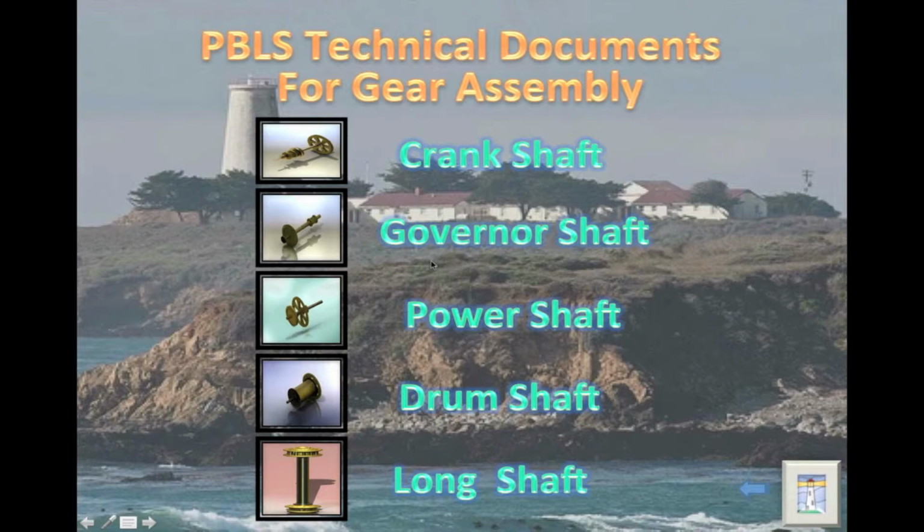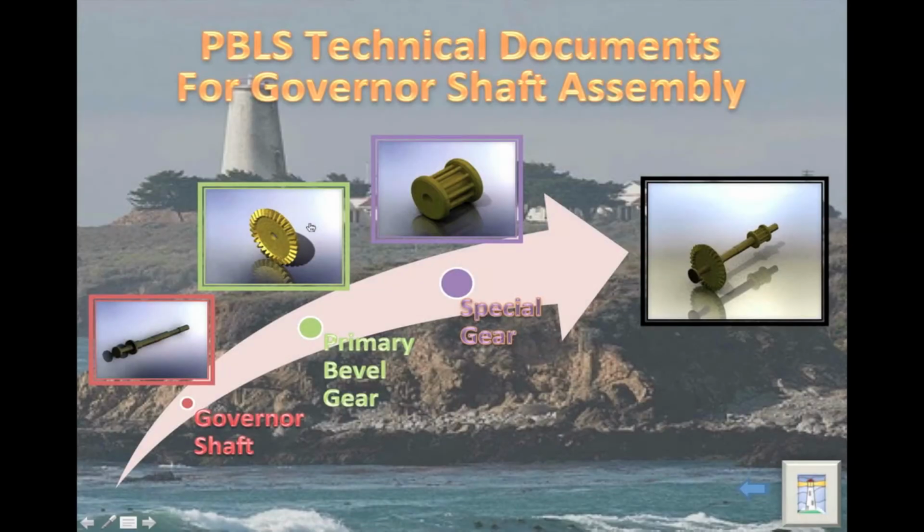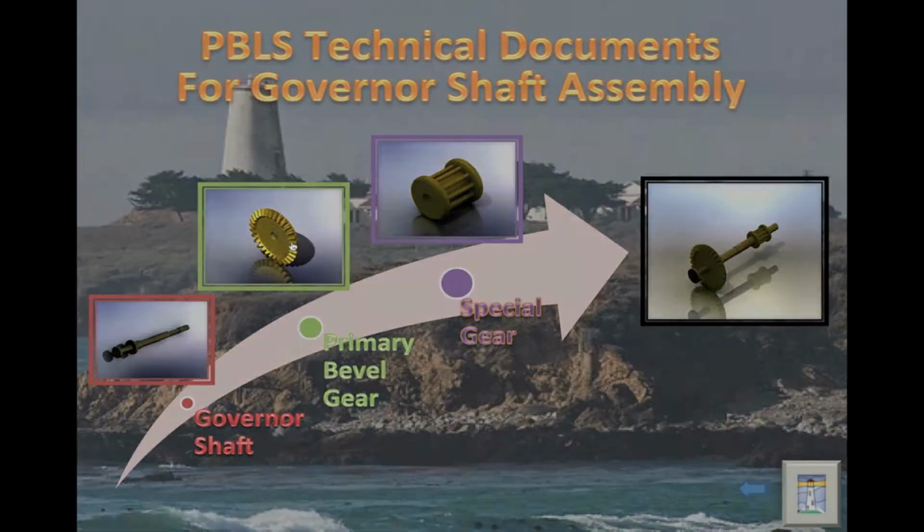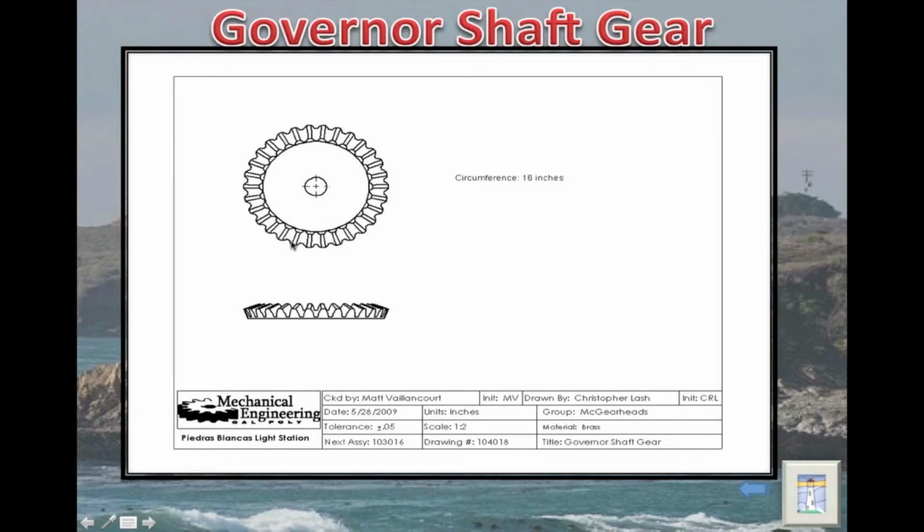So, let's go ahead and take a look at the governor shaft. It shows that the governor shaft is composed of these 3 components, and when they all come together, they make this component here. If someone wanted to see what the primary bevel gear is composed of, they click on the gear, and they can see that the gear has a circumference of 16 inches.